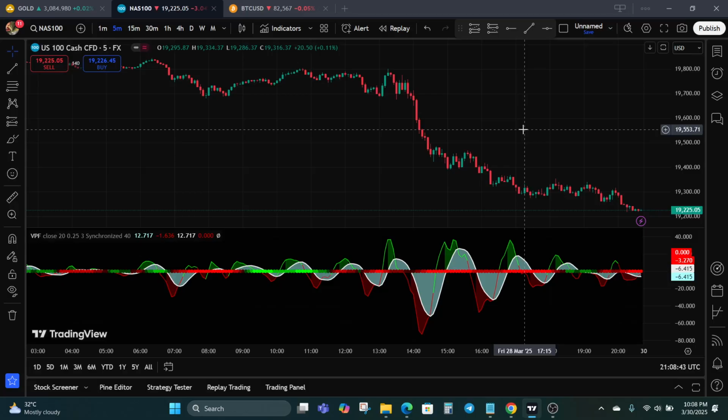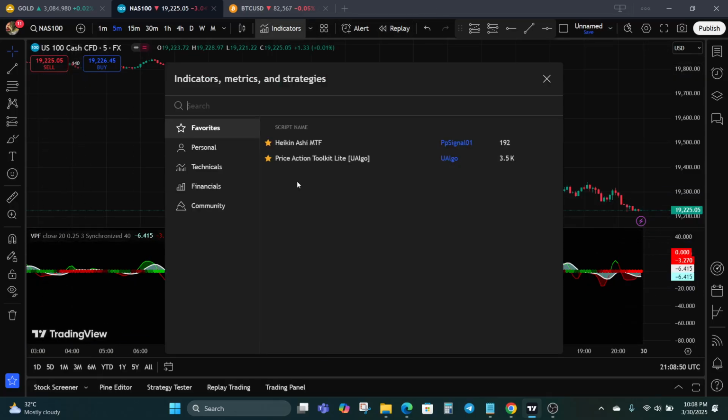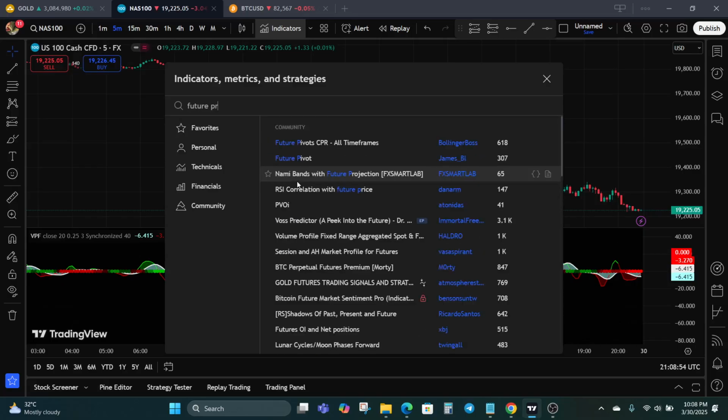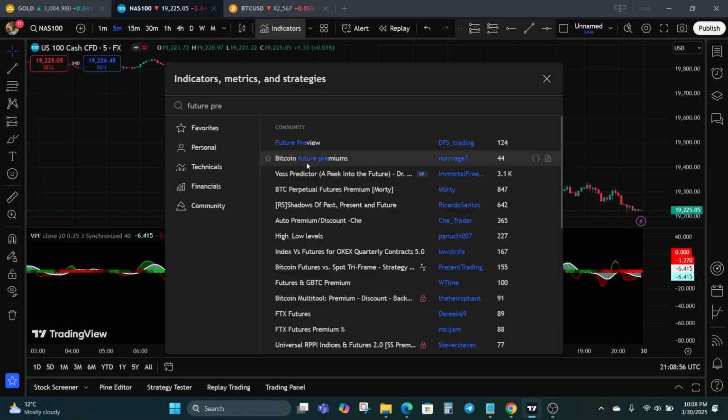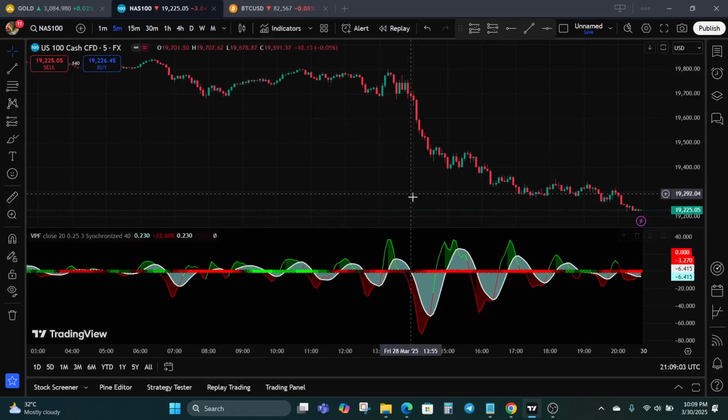Now, the particular future predicting indicator we're going to be looking at is the VOS predictor, right? The VOS predictor is the particular indicator we're going to be looking at.